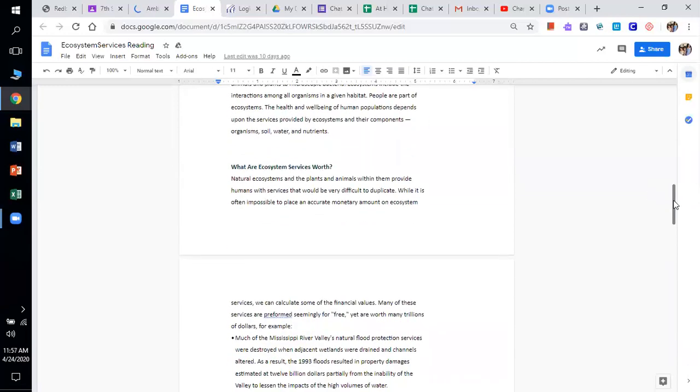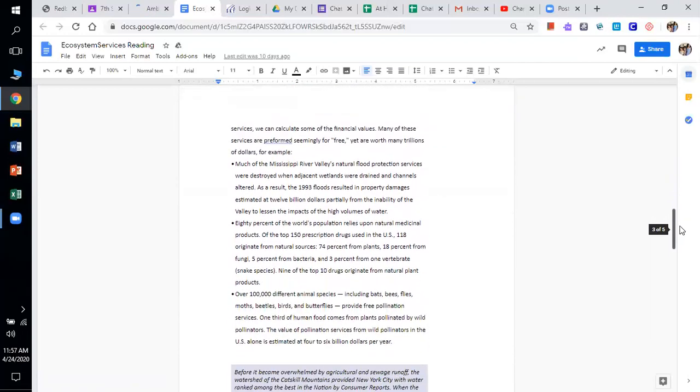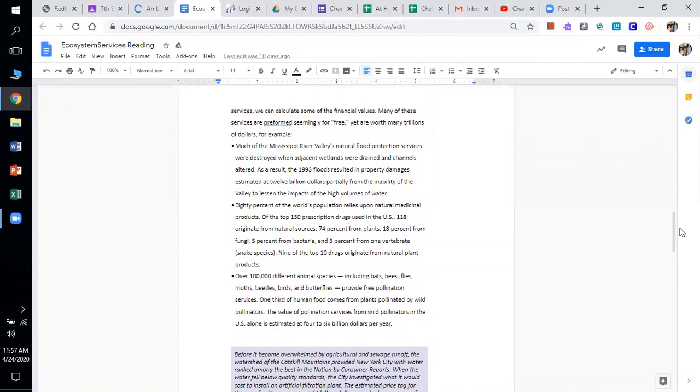Natural ecosystems and the plants and animals within them provide humans with services that would be difficult to duplicate. While it is often impossible to place an accurate monetary amount on ecosystem services, we can calculate some of the financial values. Many of these services are performed seemingly for free, yet are worth many trillions of dollars. For example, much of the Mississippi River's natural flood protection services were destroyed when adjacent wetlands were drained and channels altered. As a result, the 1993 floods resulted in property damages estimated at $12 billion, partially from the inability of the valley to lessen the impacts of high volumes of water.